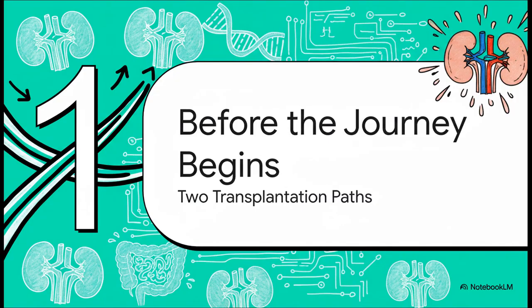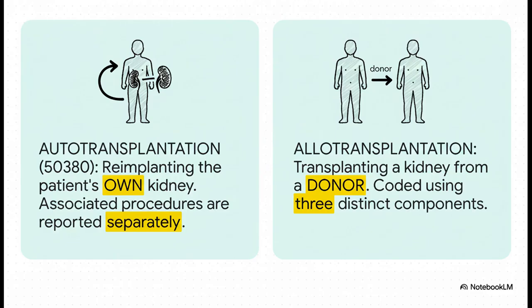Okay, so before our kidney can even pack its bags for the trip, we as coders need to know which path it's going to take. There are two main kinds of renal transplantation, and you've got to understand the difference between them right from the get-go. This slide lays it out perfectly. On the one hand, you've got auto-transplantation, code 50380. The key here is auto, which means self. So this is when a surgeon removes a patient's own kidney and then reimplants it, maybe somewhere else in their body. But what we're focused on today is over on the right, allotransplantation. This is the big one we're following, a kidney's journey from a donor to a recipient. And it's the one that has those three separate parts.